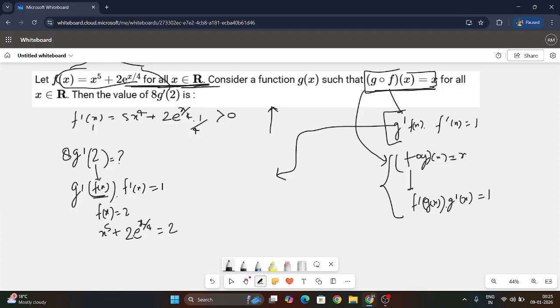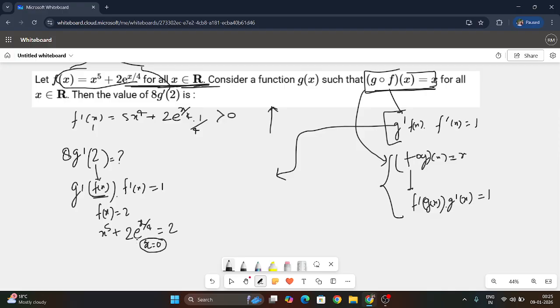Now here you do not have to solve it. Don't start solving like this, otherwise it's going to be lengthy. Just make a hit and trial. If you put x is equal to 0, it's 0, e^0 is 1, and it is going to be 2. So x is equal to 0 is the solution of this.